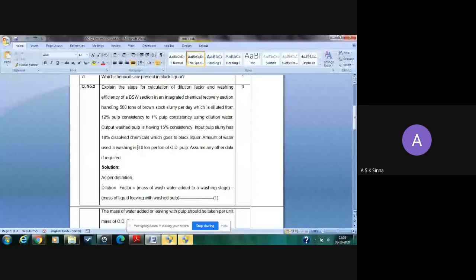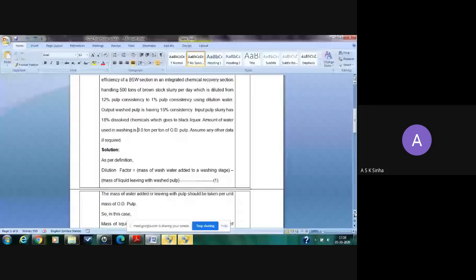As per the definition, first of all, we have to find out the dilution factor. So you have to write the equation here. Dilution factor is defined as the mass of wash water added to a washing stage minus the mass of liquid leaving with the wash, and the mass of the water added to the wash should be in unit mass of pulp.